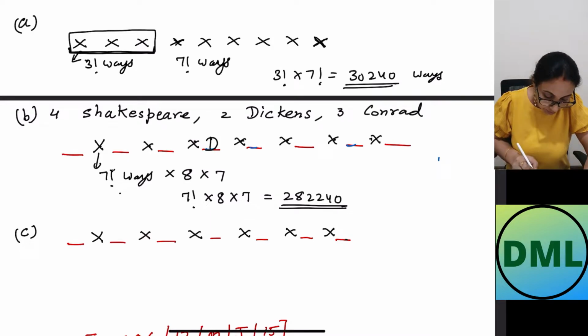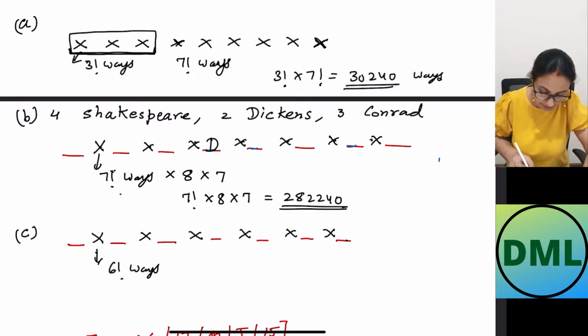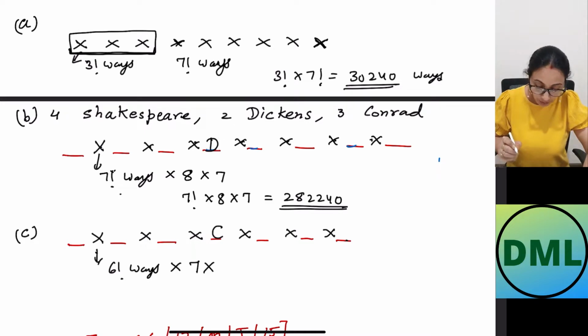Now, 6 books in a row can be arranged in factorial 6 ways. To fill the 3 Cornet books, I have 7 places available: 1, 2, 3, 4, 5, 6, 7. Now to fill the first book, I have 7 places available. That means this number should be multiplied by 7. Let's say that you place the C here. Now to keep the second book, we have 1, 2, 3, 4, 5, 6 places available. That means this answer is multiplied by 6.